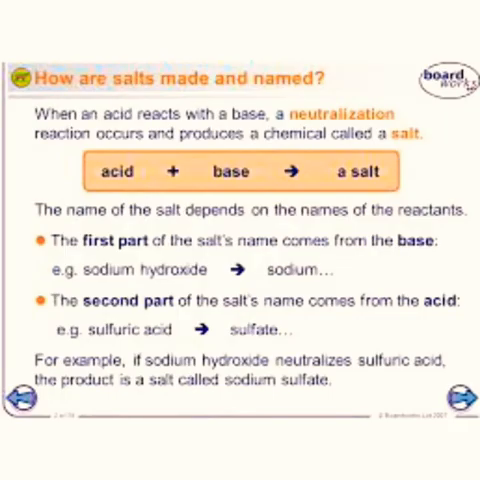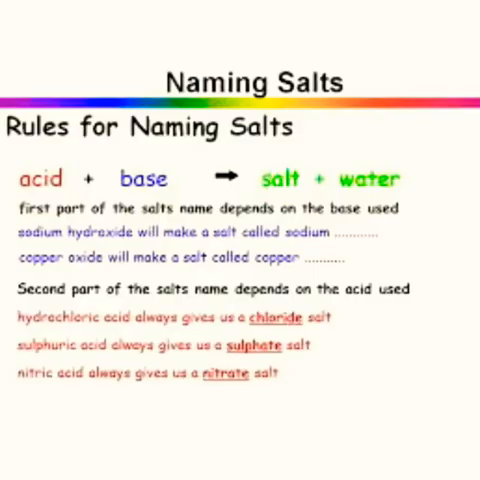When an acid reacts with a base, a neutralization reaction occurs and produces a chemical called salt. That is, acid plus base gives salt. The name of the salt depends on the name of the reactants. That is, it depends on the acid and base we selected for the reaction. There are certain rules for naming salts. That is, the first part of the salt depends on the base and the second part of the salt depends on the acid. That is, if it is a base, sodium hydroxide reacting with hydrochloric acid, the product we will get is sodium chloride. That is, sodium we derived from the base and chloride is taken from the acid.